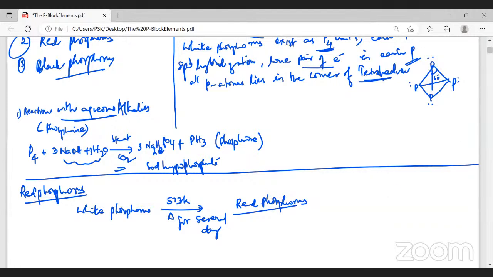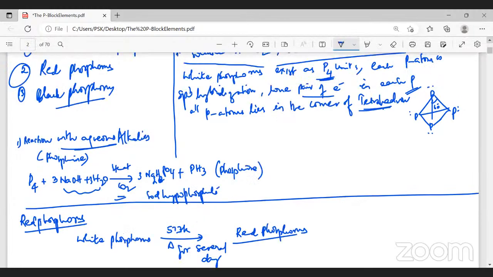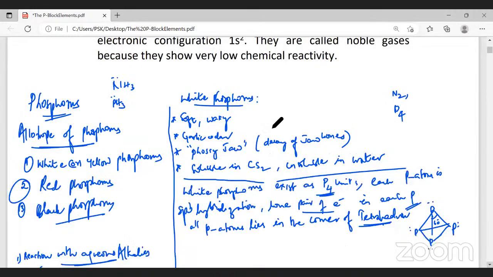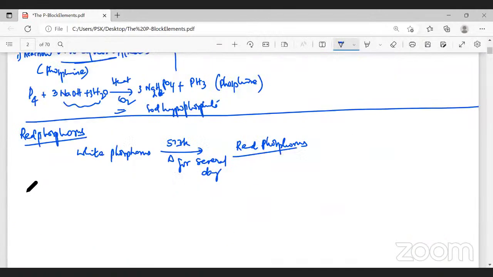As I was telling you, white phosphorus is soft, waxy. It has a garlic odor, and it is poisonous. Now, we have learned the properties of white phosphorus. Red phosphorus is crystalline in nature. Crystalline means it is very hard. It is insoluble in water as well as carbon disulfide, CS2. It is insoluble in both.